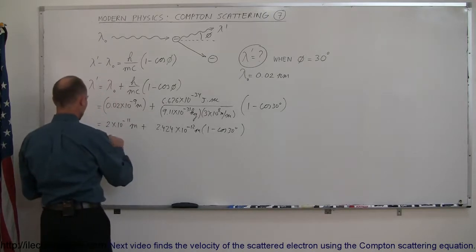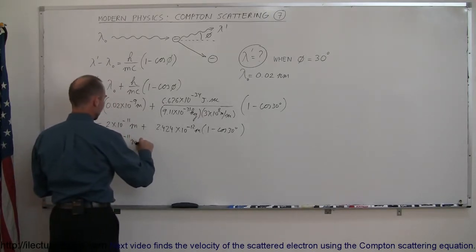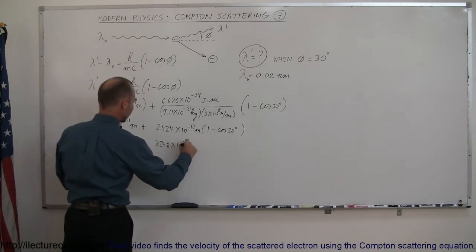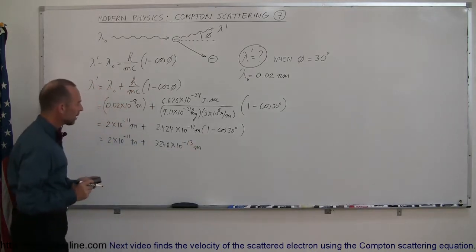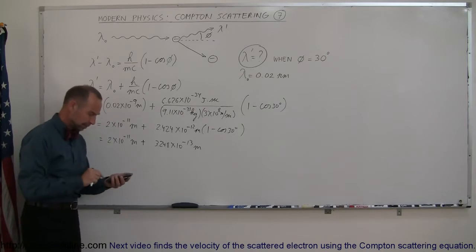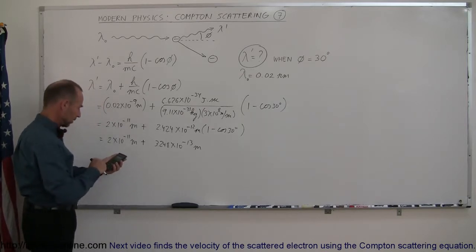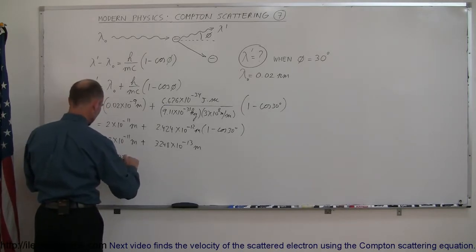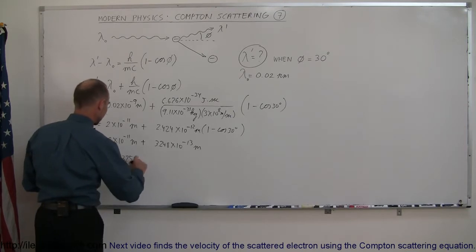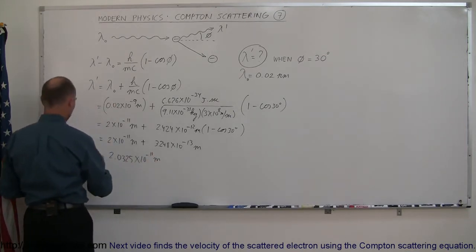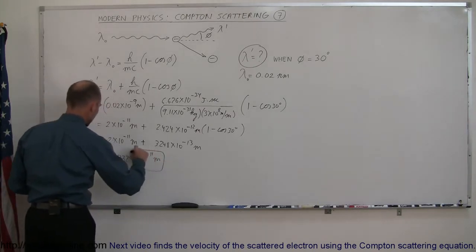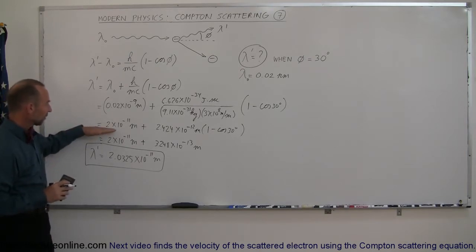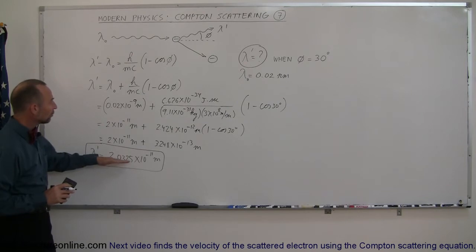And so now that becomes 2 times 10 to the minus 11 meters plus 3.248 times 10 to the minus 13 meters. All right. So add those two together, and this becomes 2.0325, rounded off, times 10 to the minus 11 meters. Okay, and that's the new wavelength. So we start out with a wavelength of 2 times 10 to the minus 11, and we end up with a wavelength of 2.0325 times 10 to the minus 11.